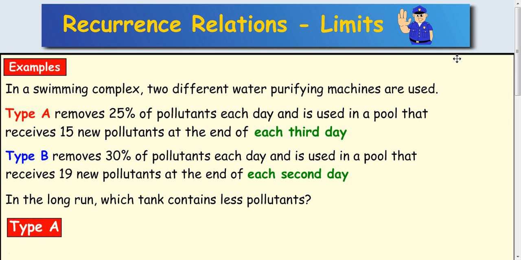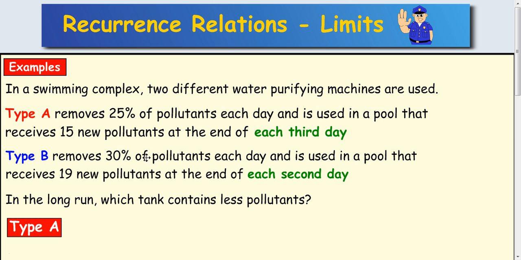In this lesson we're going to look at a more complicated recurrence relation. So let's read the example. In a swimming complex, two different water purifying machines are used. Type A removes 25% of pollutants each day and is used in a pool that receives 15 new pollutants at the end of each third day. This being the important part here.